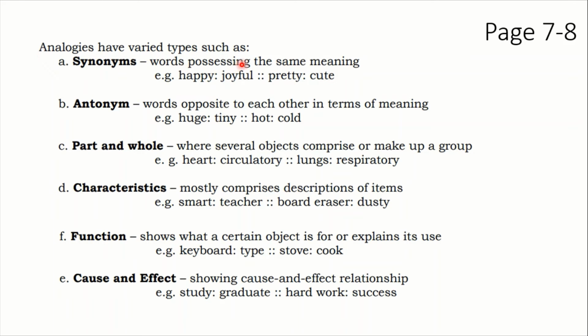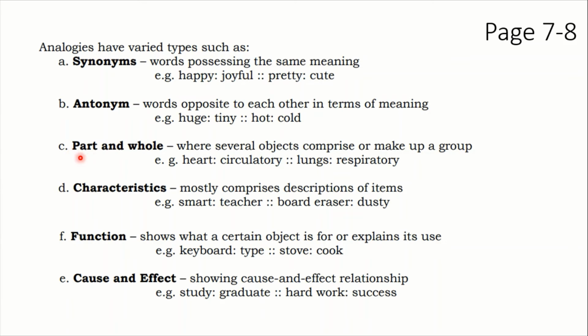Analogies have varied types, such as synonyms, or words possessing the same meaning. Example: happy is to joyful as pretty is to cute. Analogies can also express antonyms, words opposite to each other in terms of meaning: huge is to tiny as hot is to cold.